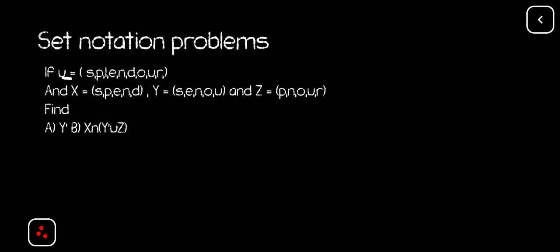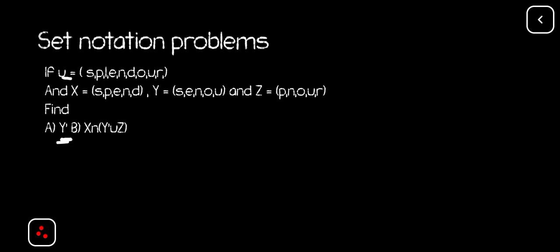Now U is SPLENDOUR, the set X is SPEND, the set Y is SENOU, and Z is PNOUR. Now they say find Y complement. If you're able to recognize that this is Y complement, then you've gotten a little bit better in set, at least. So, the next thing is, what is Y complement?